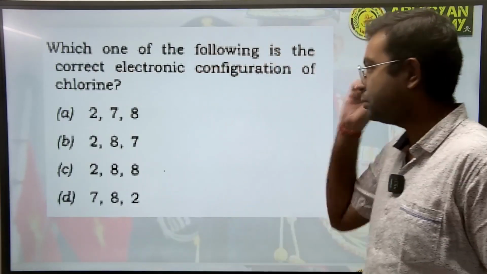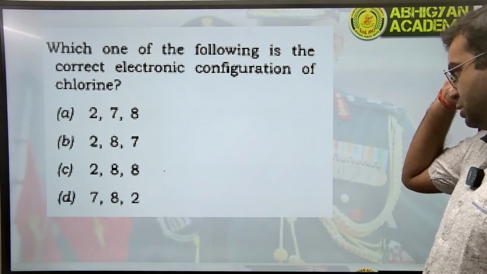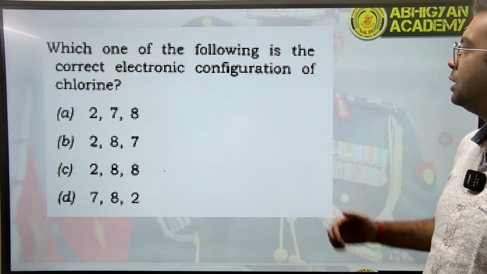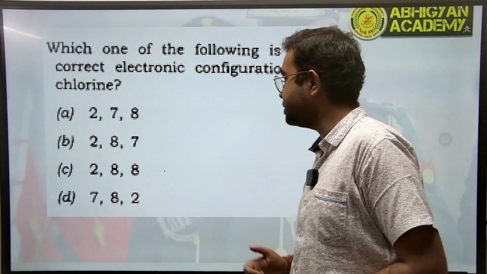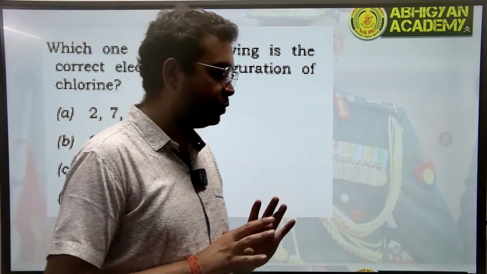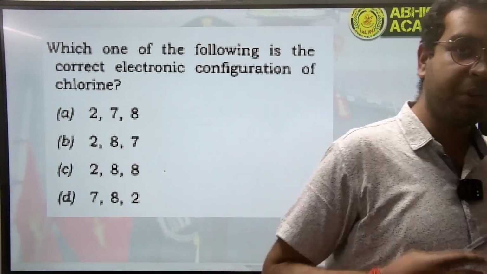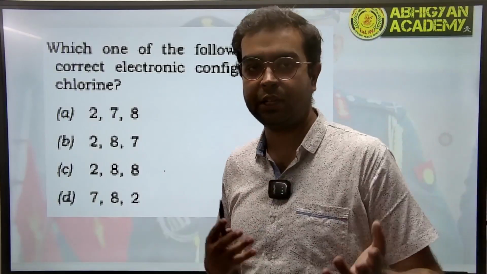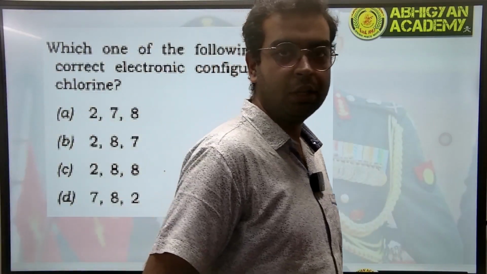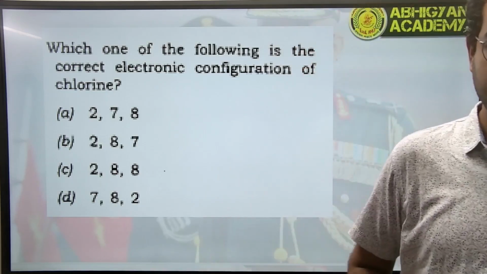Now let's move on to the next question, which of the following is the correct electronic configuration of fluorine? Now, no need to go for rote learning or trying to memorize the electronic configuration and this and that. Apply your common sense. What is the valency of chlorine? The valency of chlorine is 1.